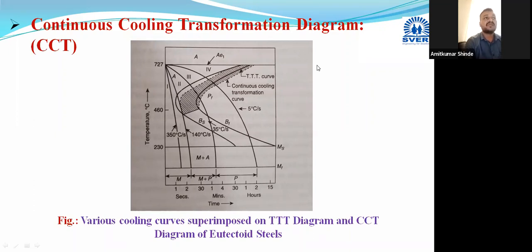Okay, but in this case the first two stages will be the same, meaning heating in the furnace in the austenitic region, and giving some soaking or holding time to get homogeneous austenite. After that, all the components are removed from the furnace and kept outside where continuous cooling occurs. Here we are not maintaining a constant temperature.